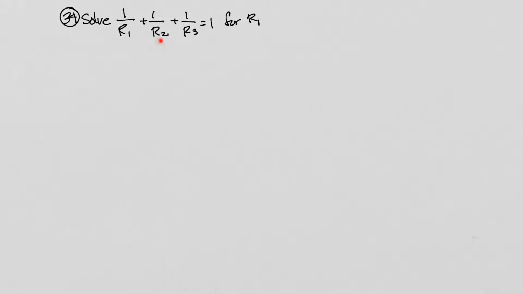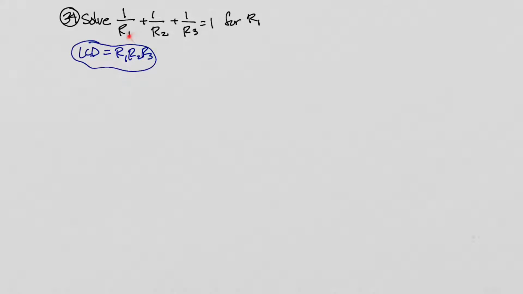So look what we want to do here. We want to take this equation here and solve this for R1. Now, I think this really looks worse than it is, because what we're going to do is what we've done before: find the LCD. The LCD is R1, R2, R3.